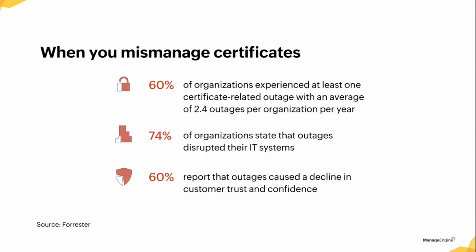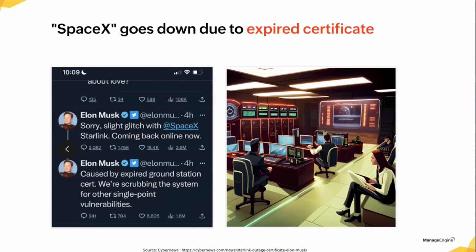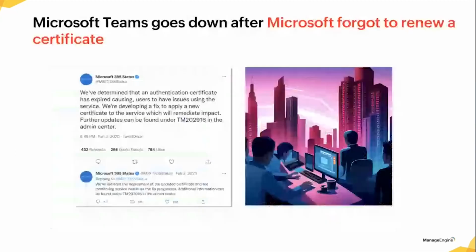Now, let me give you a few examples. SpaceX actually went down due to an expired certificate. This was posted by Elon Musk on Twitter, saying that this is due to an expired certificate and they're going to shortly bring it up. So it's not just SpaceX. There is one more example from Microsoft Teams. In case you are using Microsoft Teams, you would have experienced an outage as Microsoft forgot to renew an SSL certificate.